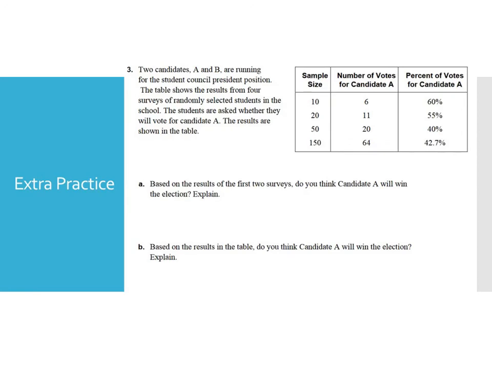So we're going to look at extra practice number 3, and we have 2 candidates, A and B, running for the student council president position. The table shows the results from 4 surveys of randomly selected students in the school. The students are asked whether they will vote for candidate A, and the results are in the table.